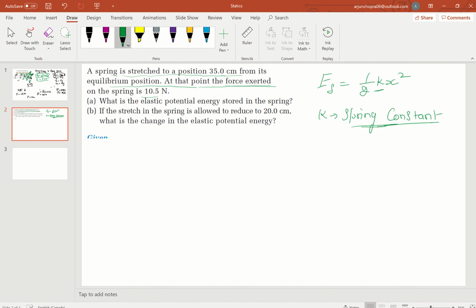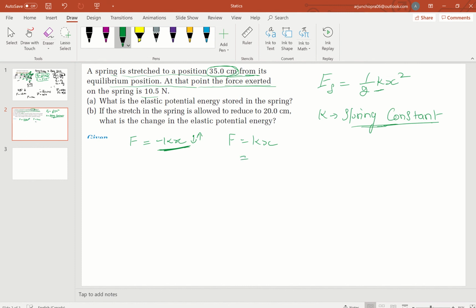So k is the spring constant, and now the spring is stretched to a position of 35 centimeter from its equilibrium position. It's not told to me whether it's being stretched in the downward direction or the upward direction. It's giving me the distance, so I can use the force equal to kx formula. I don't need to use the force equal to negative kx formula. That formula I will use when it is given to me that the displacement is downwards or upwards.